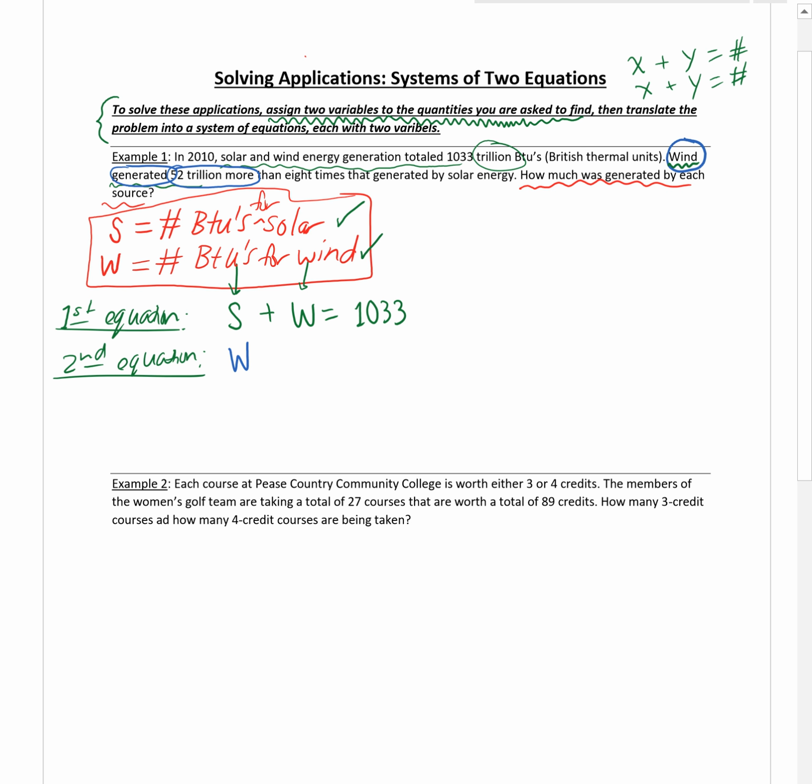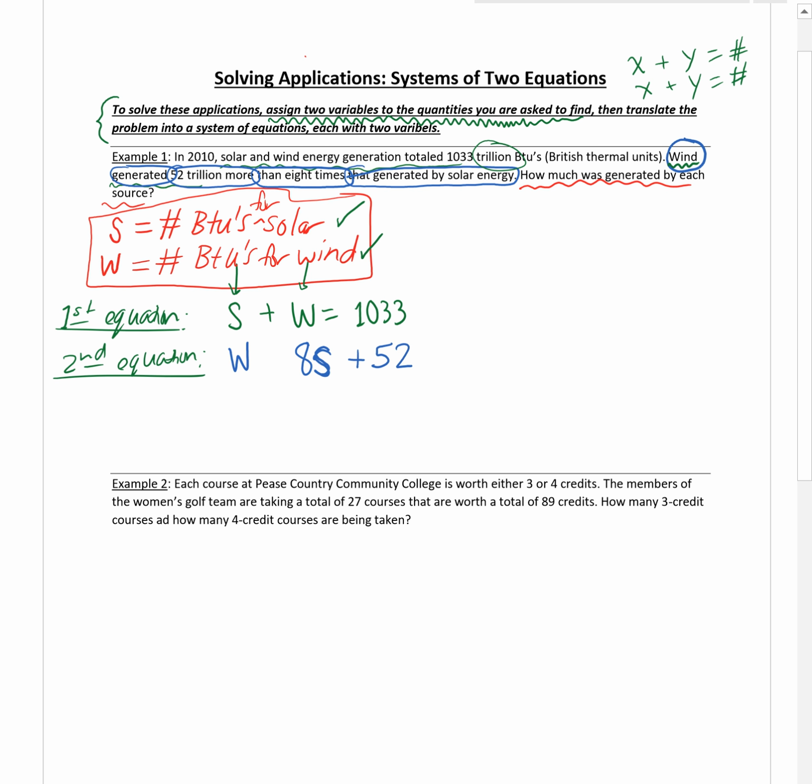So the amount that wind generated, W, was what? 52 trillion more. If you have 52 more of something, I think you're adding 52 to something. Does that make sense? Yeah, if I have 52 more dollars than you, that's how many dollars you have plus 52. Okay, so 52 more than what? After that it says 8 times. 8 times something, you're multiplying that by what? That generated by solar. What did we call the amount that solar generated? We call that S. It should be 8S.